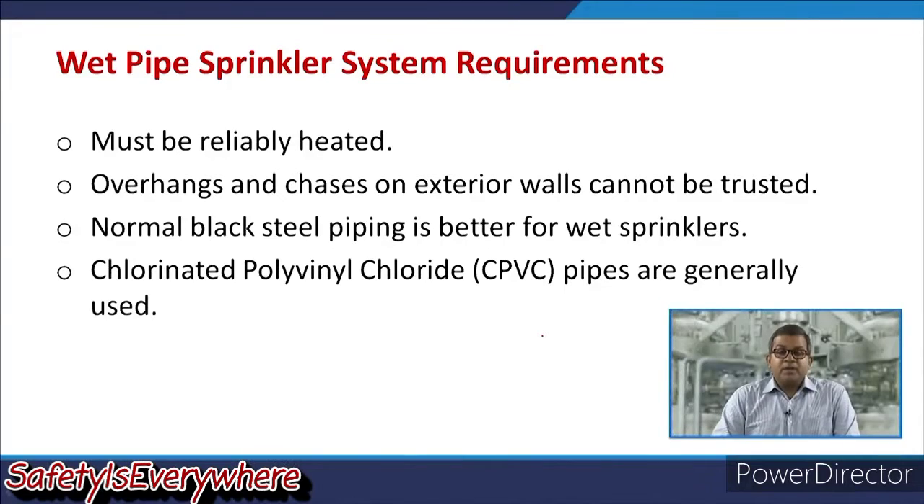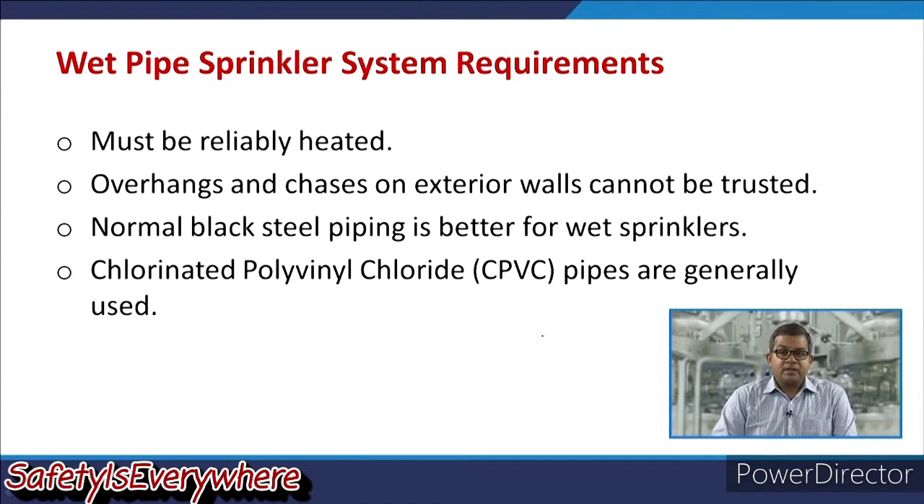Now there are certain requirements attributed to the wet pipe sprinkler system. They must be reliably heated, and proper heating control must be there so that they can work efficiently. Overhangs and chases on the exterior walls cannot be trusted because of the application of heat or repeated use. Sometimes they are not reliable, so you have to take care of all these aspects.